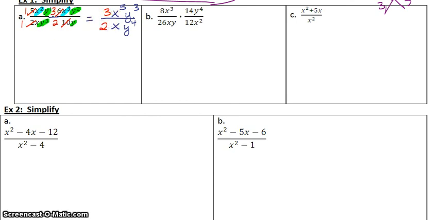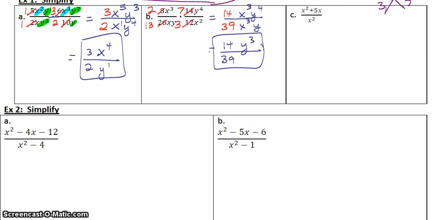The only thing I need to do to finish this problem is to figure out how these x's and y's simplify. And I hope you remember from Chapter 7 that when I have them on top and on bottom, you subtract them. So 5 subtract 1 is x to the 4th on top. 4 subtract 3 would be y to the 1st, but there's more y's on bottom, so it stays on bottom. Go ahead and pause the video and try B on your own. All right, you should have 14 over 39 y cubed for your answer.